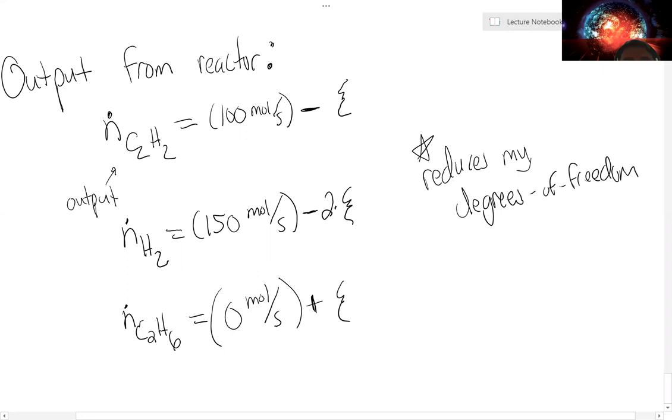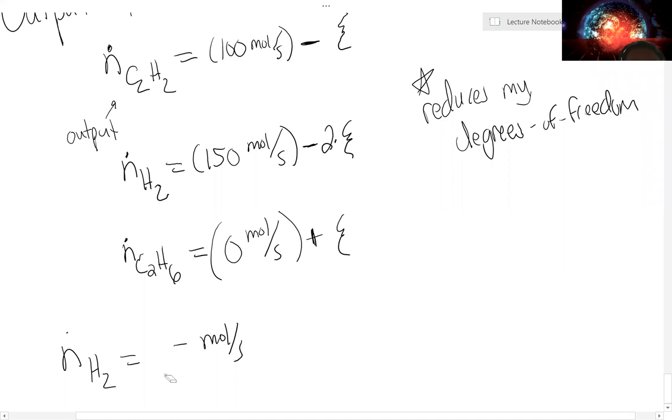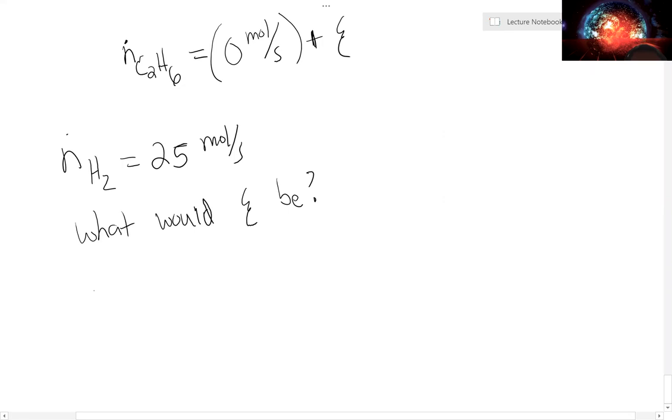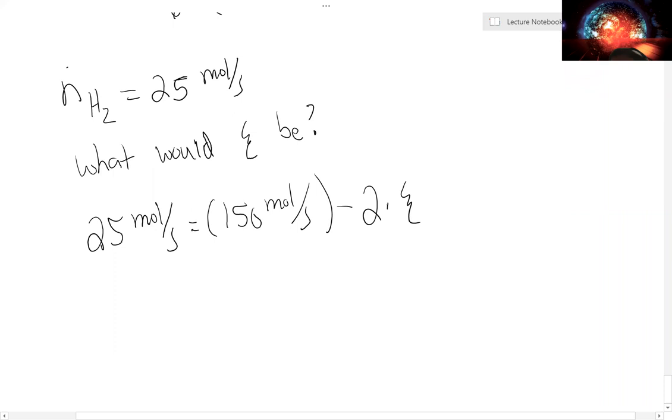So for example, if I said I was able to measure my hydrogen flow rate leaving and said my N of H2 was equal to 25 moles per second. Actually, I don't think that's, yeah, it is. 25 moles per second. What would be my extent of reaction? Well, I would have 25 moles per second equals my 150 moles per second minus 2 times my extent of reaction. So doing that calculation, in this case, I get my extent of reaction 62.5 moles per second.